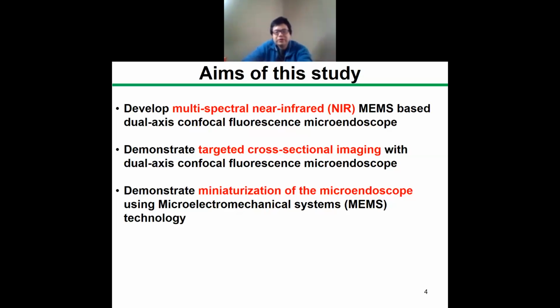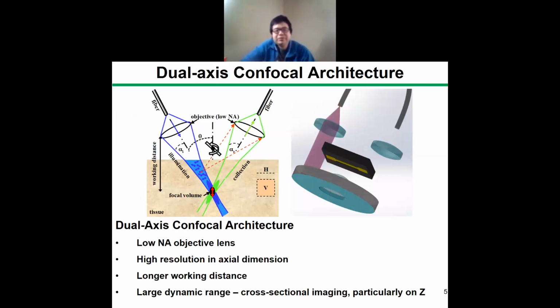And eventually, we try to demonstrate the miniaturized microscope for clinical trial using MEMS technology, which is a microelectromechanical system. This is the architecture we've been developing, a microscope based on the dual axis confocal architecture, which was originally developed at Stanford, and then we try to miniaturize the system for the clinical trial. There is illumination on one arm, and then an angled arm harvesting the fluorescent signal, which is crossed.